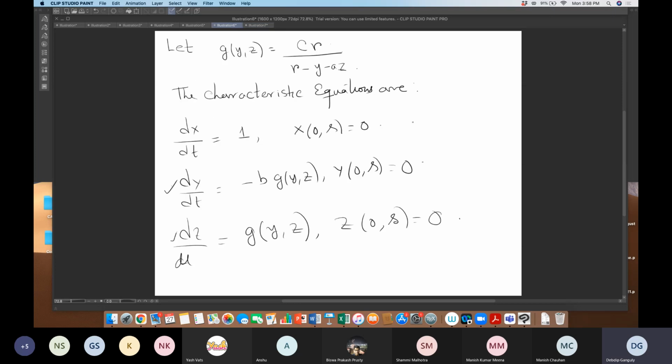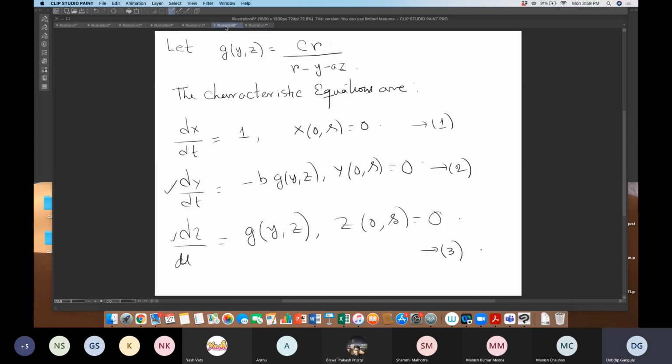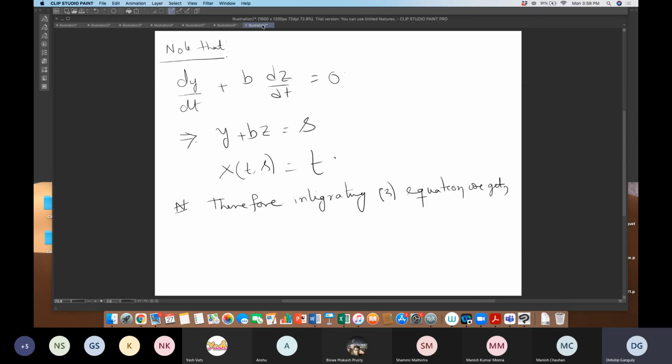Now, so this is equation 1. Let us see equation 2. This is equation 3. Therefore, we have to find z, right? Therefore, integrating the third equation, okay, what will I get?